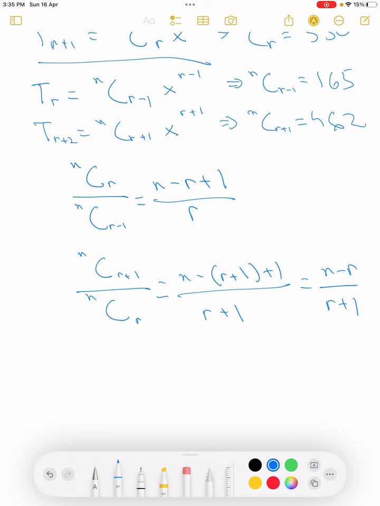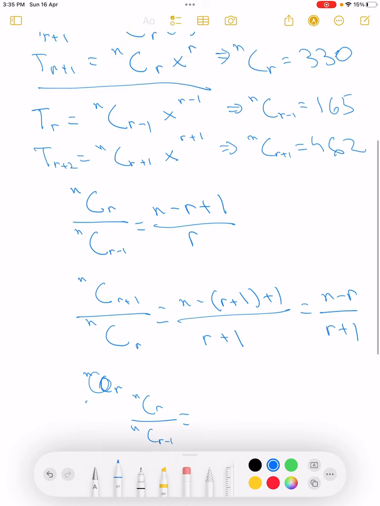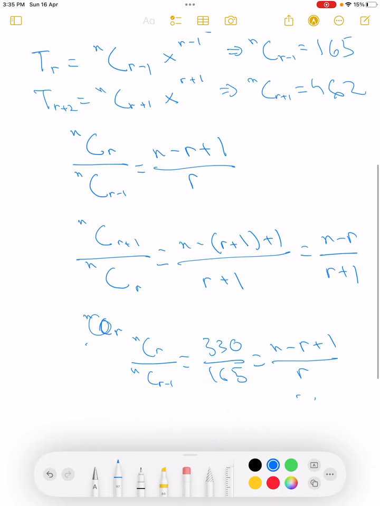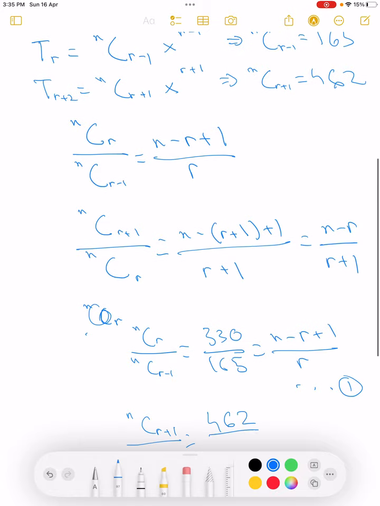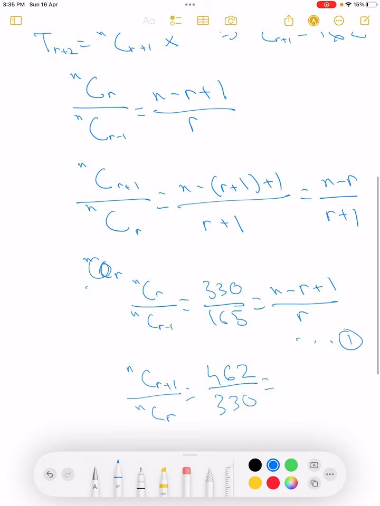So now we are given that nCr upon nC(r-1) would be 330 upon 165, which is equal to (n - r + 1) upon r. So this happens to be our first equation. Similarly, nC(r+1) upon nCr would be 462 upon 330, which is (n - r) upon (r + 1), which happens to be the second equation.